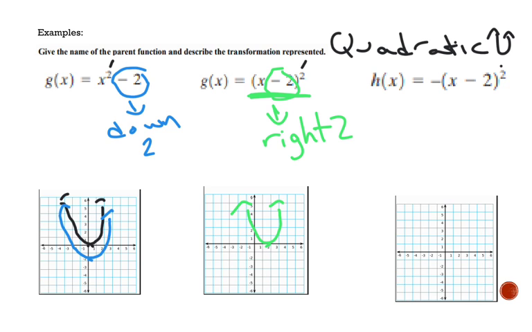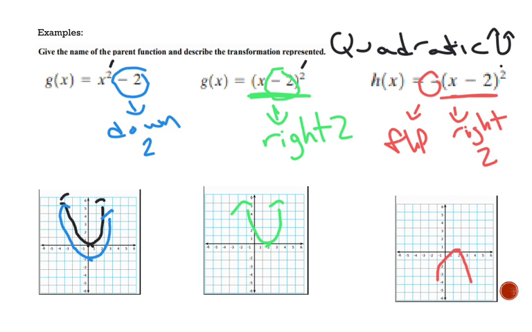This last one, this number 3, we have this minus 2 still, which we just said, inside the parentheses is going to move us right 2, but notice we have this negative out in front as well. So that means it's going to flip our graph upside down. So our vertex is going to be over here at 2, but our U is going to go upside down since we have that negative number.